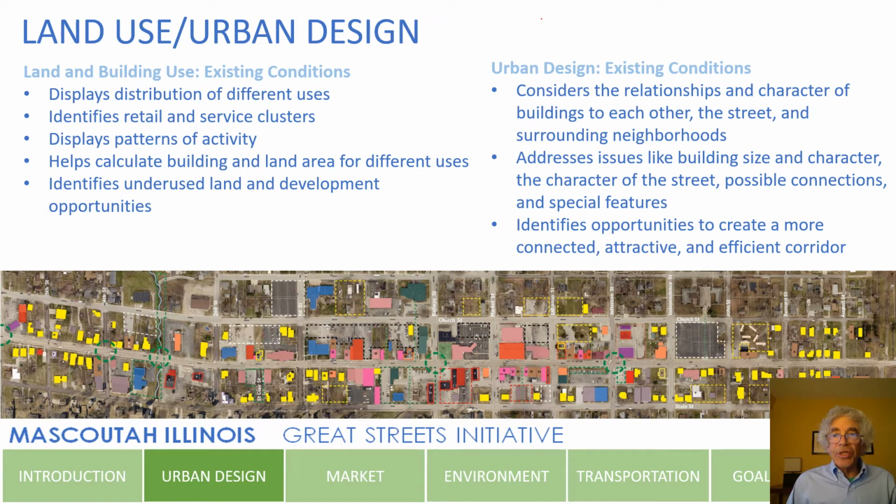Urban design looks at a lot of issues that include things like the size and character of buildings, the character of the street, the connections that we can observe, open spaces, environmental resources. Altogether, it helps us to identify opportunities that will help us create a more attractive corridor, a main street that is really a delight to be in.